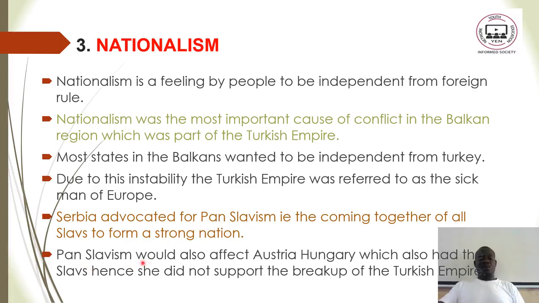So we see Austria-Hungary was also to be affected by that Pan-Slavism, because in Austria-Hungary there were also some Slavs. Therefore, they would also be claiming that independence. Hence, Austria-Hungary did not support Pan-Slavism or the breaking up of the Turkish Empire. In other words, Austria-Hungary was supporting Turkey, saying all the states under Turkey should remain under Turkey, while she knew for sure that if Pan-Slavism went on, she would also be affected.